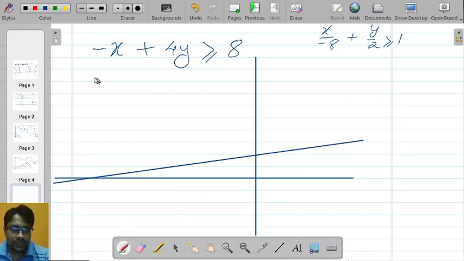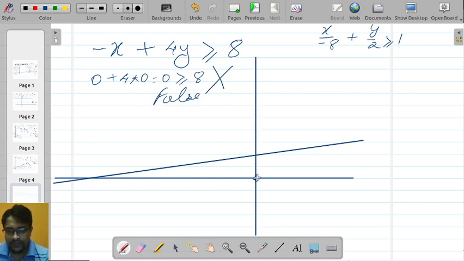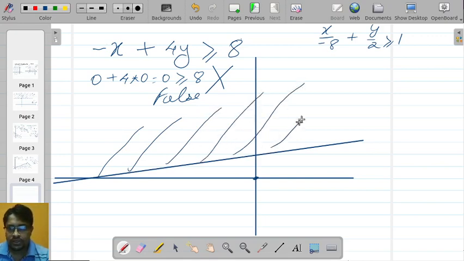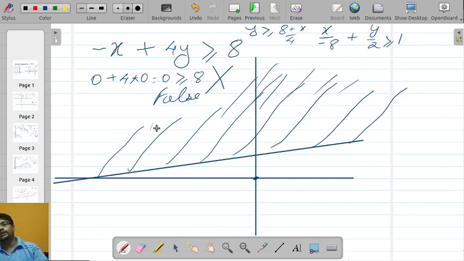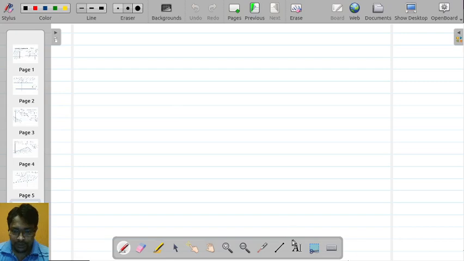Now just check whether origin satisfies this or not. 0 plus 4 into 0, so that is 0. So 0 is greater than or equal to 8. This is false. So origin does not satisfy this. So origin lies here. So the region is the region which doesn't contain the origin. So the region is this actually. You can see it from this also. y is greater than or equal to (8 + x) by 4. So obviously this region is the required region. Clear? I hope it is clear.